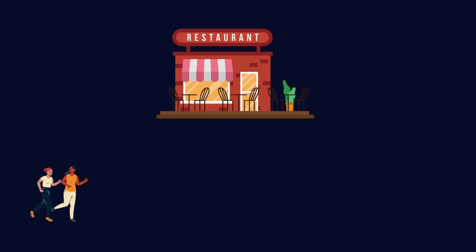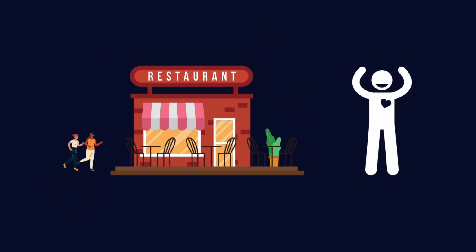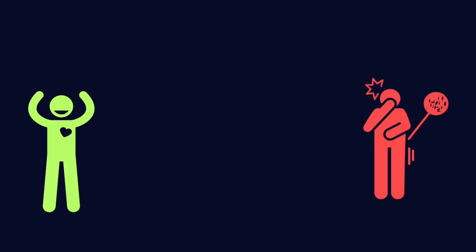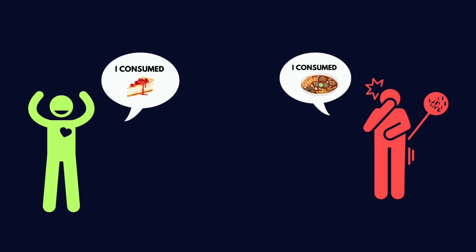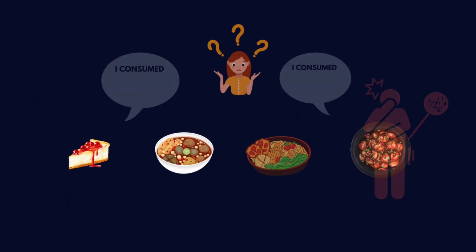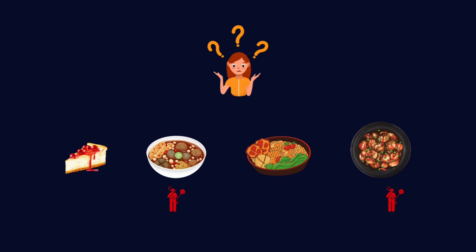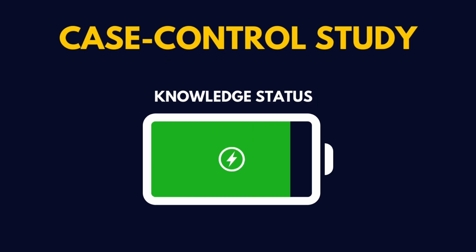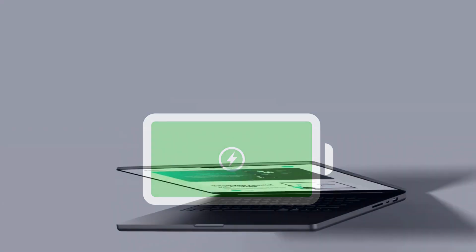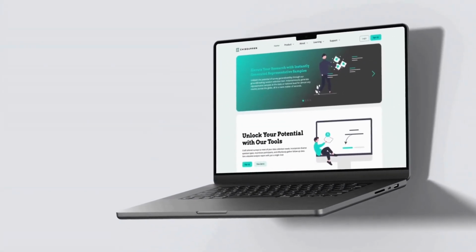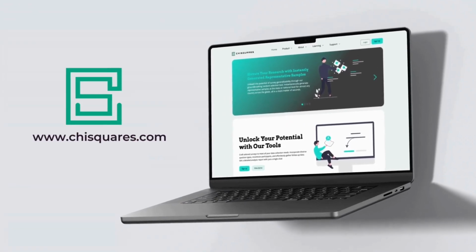For example, if you went to the restaurant with someone who did not get sick, they could be a suitable control. By comparing what cases and controls consumed, we can identify which food items were more likely to be consumed by cases than by controls during the study. Now that we have a basic understanding of what a case-control study entails, let's move on to calculating the sample size using the chi-squares platform.